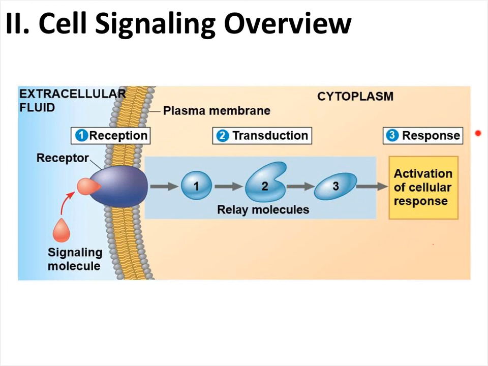The last step of cell signaling is the response. So this is going to be the event that the initiating cell, the one who sent out the signal, is going to be the desired response they want from the target cell. So we'll take a look at that in the next section.